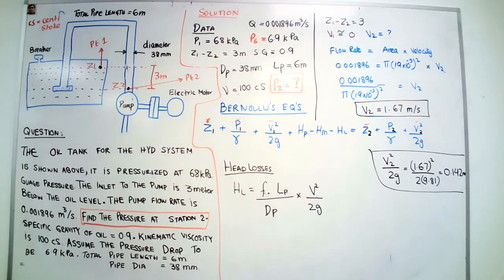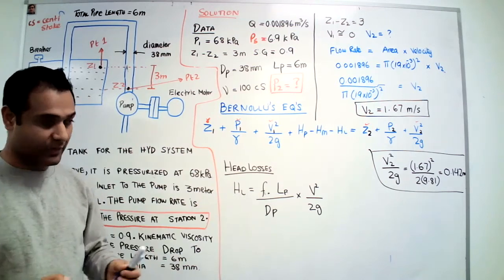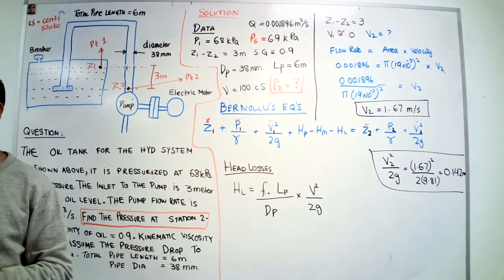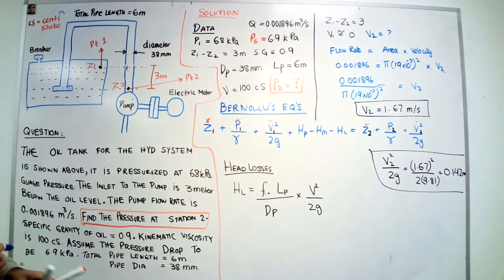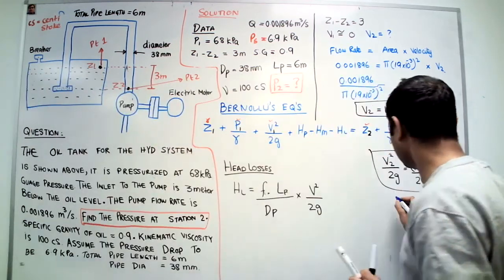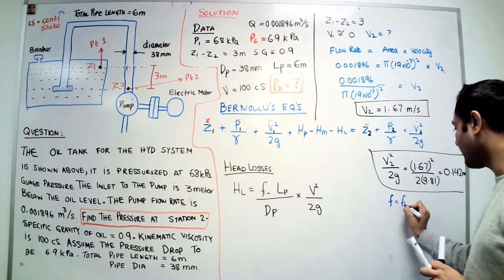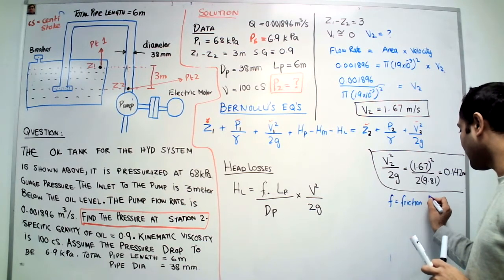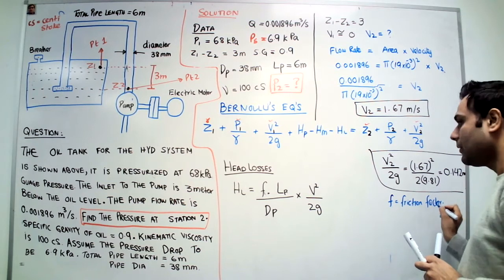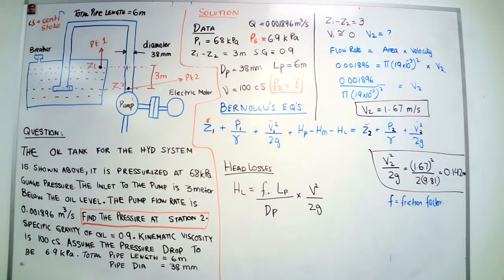This is the equation. We have the value for L. We have the value for dP. We have the value for V squared over 2G. We have these values, so we can find that one. The thing we don't have is the friction coefficient. F is the friction coefficient factor. So let me write it down. F here is a friction coefficient factor. Friction coefficient factors come from the Reynolds number.